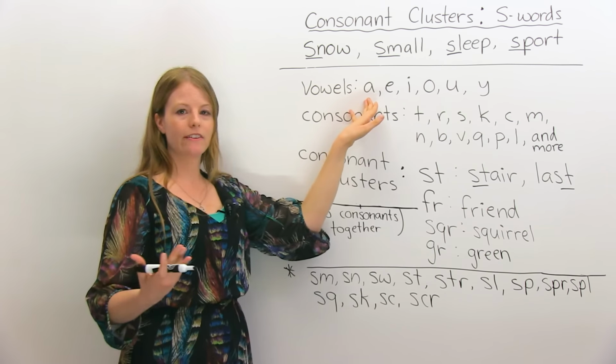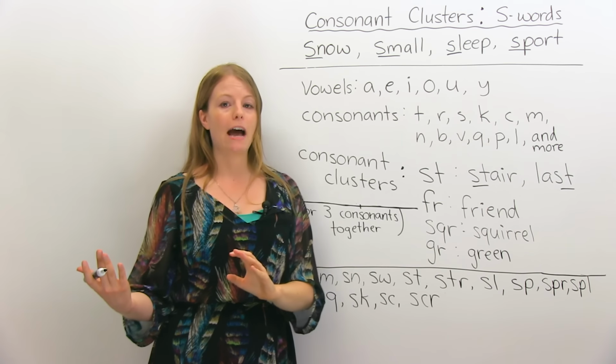So we have here O in snow is a vowel. The A sound in small, the ah, is a vowel. We have the E sound in sleep is a vowel. And the O sound in sport is a vowel. So these are our vowels.